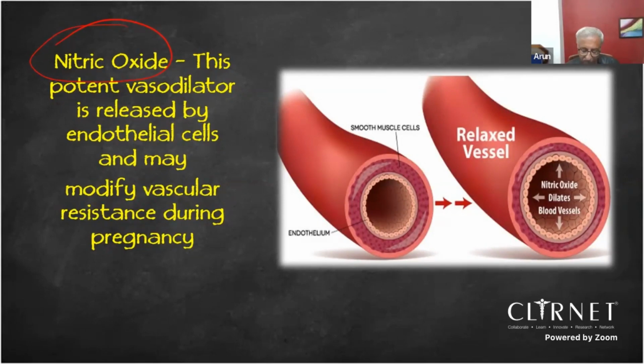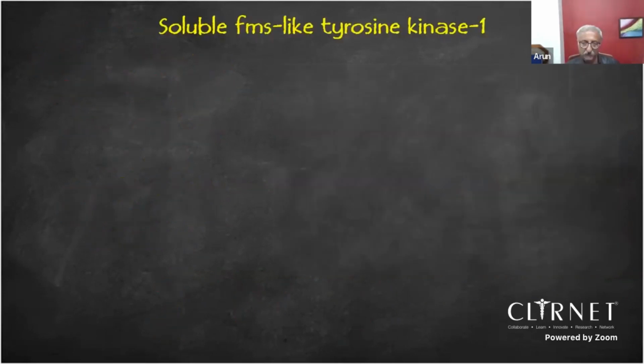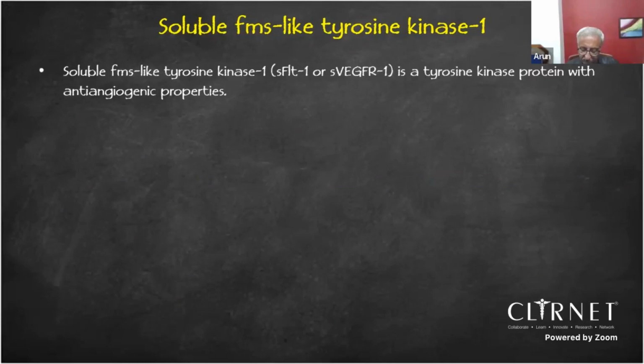So what happens in pregnancy-induced hypertension or PET, whatever you call it, is that they are decreased. Sorry, they are decreased. So this is another factor which is causing vasoconstriction. Now this is important. This is soluble FMS-like tyrosine kinase 1. It is basically a protein with anti-angiogenic properties. Remember this, it has anti-angiogenic properties.